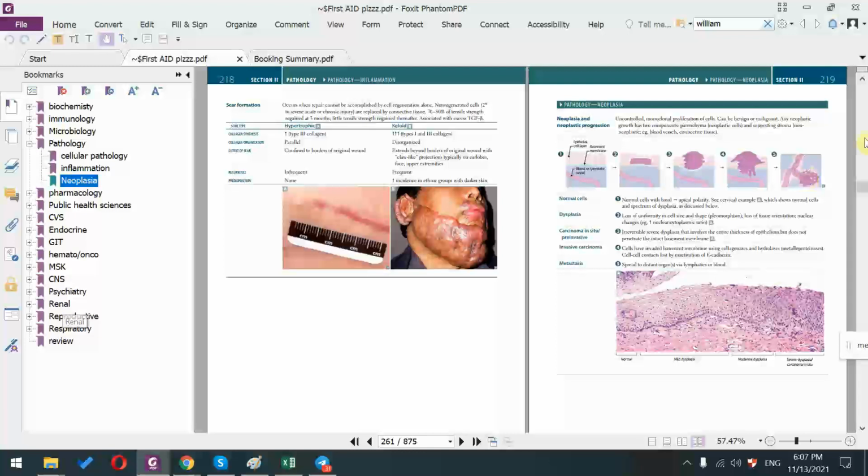So to start with neoplasia, it's basically the scientific word for cancer. So what is cancer? The idea of cancer is the following. You have ridiculous proliferation of the cell that is not happening correctly. Okay?